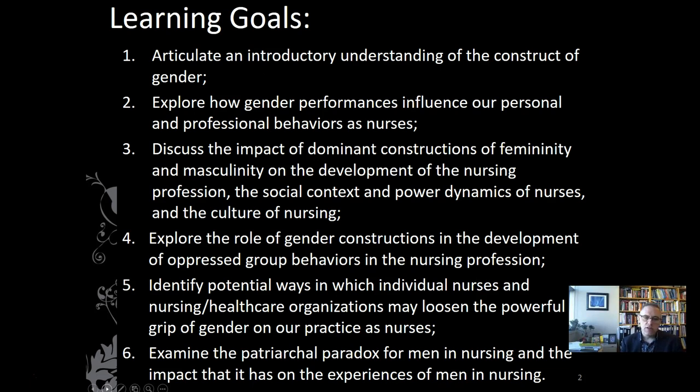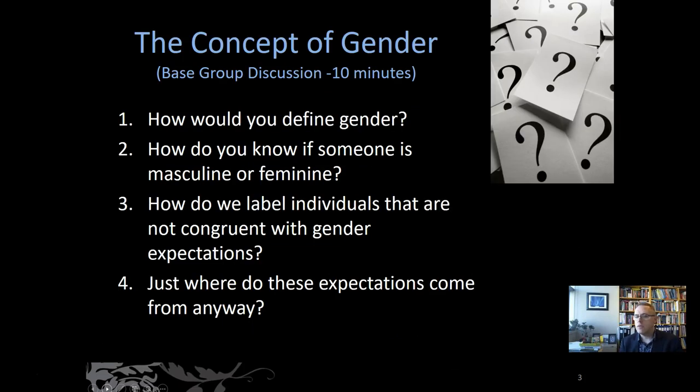And so in order to start talking about some of those issues, I want to first get you into a discussion of the concept of gender. Now, I'd like you to think about these questions. How would you define gender? How do you know if someone is masculine or feminine? How do we label individuals that are not congruent with gender expectations? And just where do these expectations come from anyway? Now, if you're watching this video as part of a class, you could certainly, if you wish, pause the video at this point and have a bit of a discussion about this. But if you're watching it by yourself, then just think about these questions.